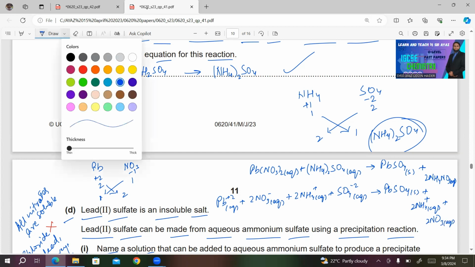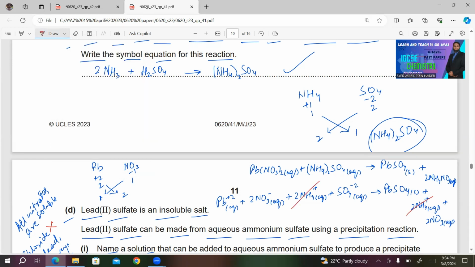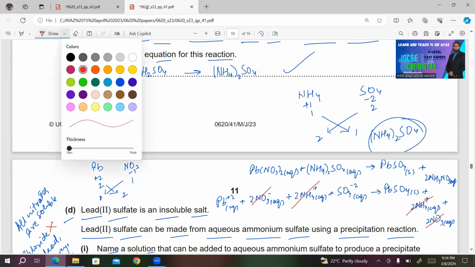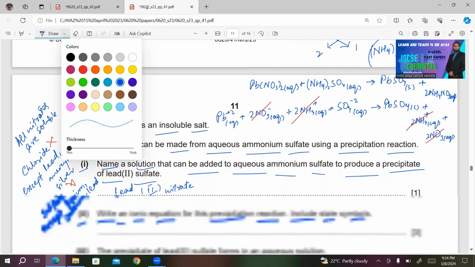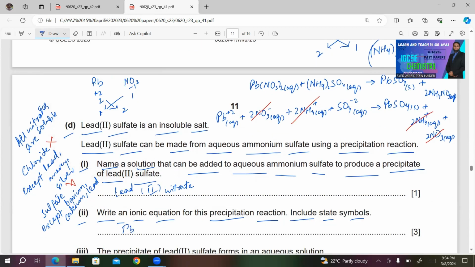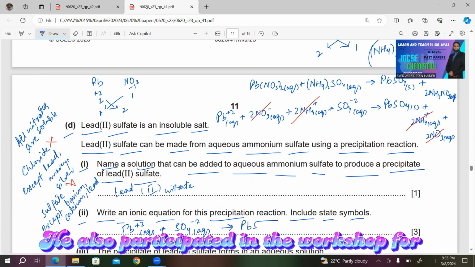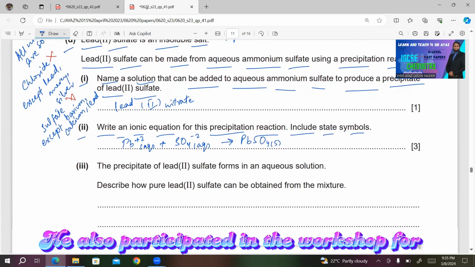Remember, spectator ions will be cancelled out. Spectator ions are common ions on both sides of the equation. We have ammonium ion and nitrate ion. So we are left with Pb2+ aqueous plus SO4 2- aqueous gives PbSO4 solid. This must be the final ionic equation.